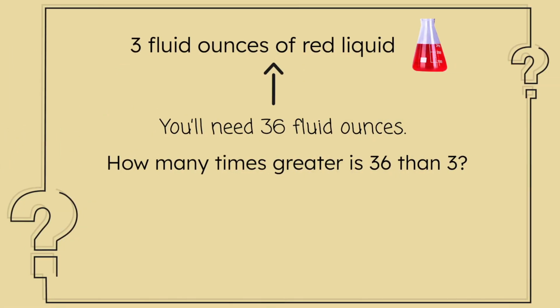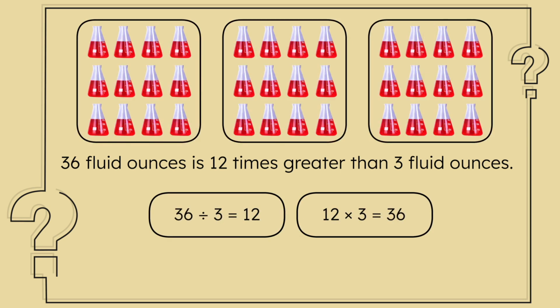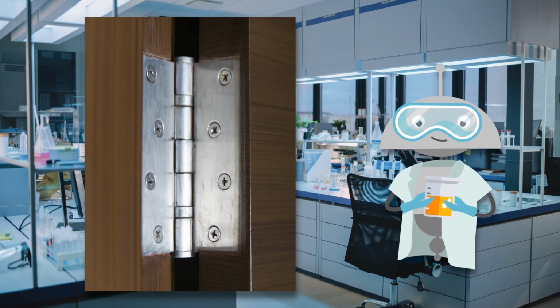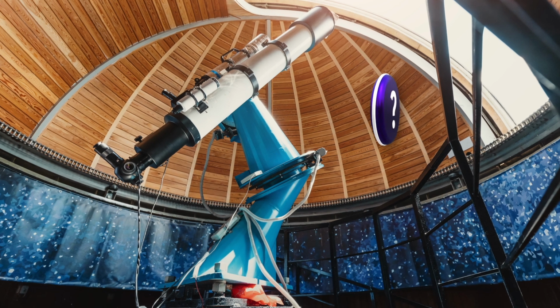We have our total amount, 36 fluid ounces, so which operation could we use to figure this out? Division, exactly. 36 divided by 3 equals 12, so 36 fluid ounces is 12 times more than 3 fluid ounces. And it's just a double check. 12 times 3 does equal 36. I think this mixture is ready to go. Wow, it took the rust right off those hinges and unlocked the observatory.